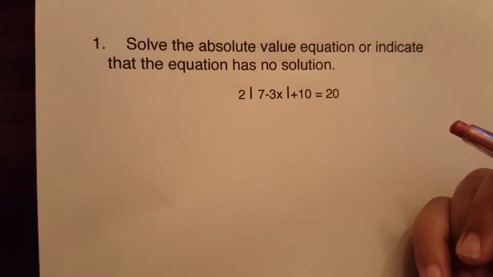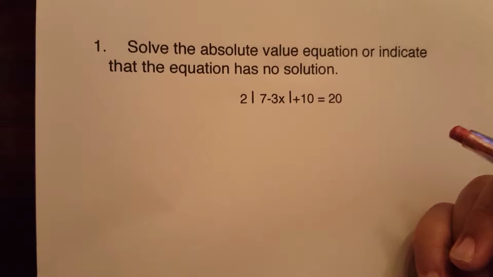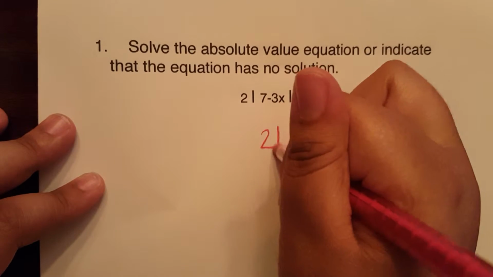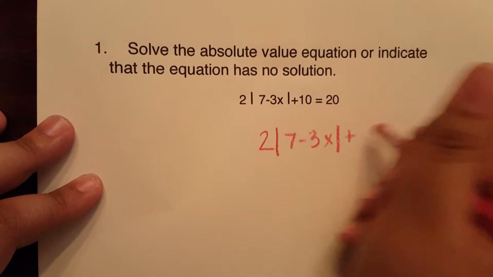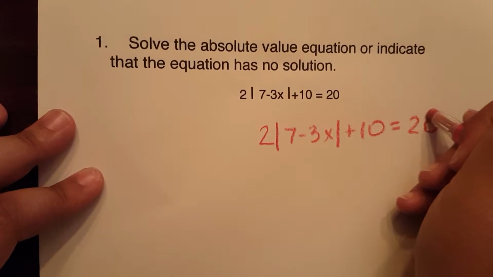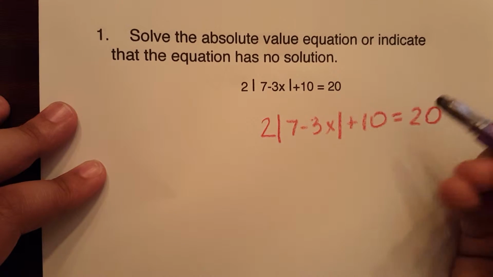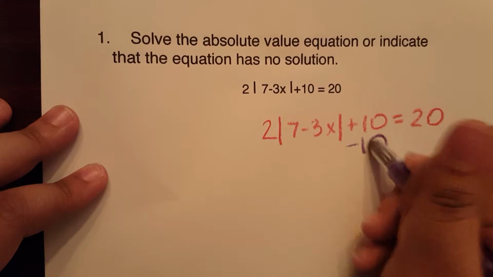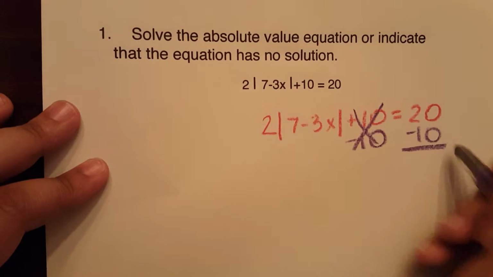Alright, so number 1, solve the absolute value equation or indicate that the equation has no solution. So first I'm going to rewrite the problem. Okay, I'm going to use a different color. So we need to get the 10 to cancel out. So you need a minus 10 on both sides. So that'll cancel out. So that'll equal 10.